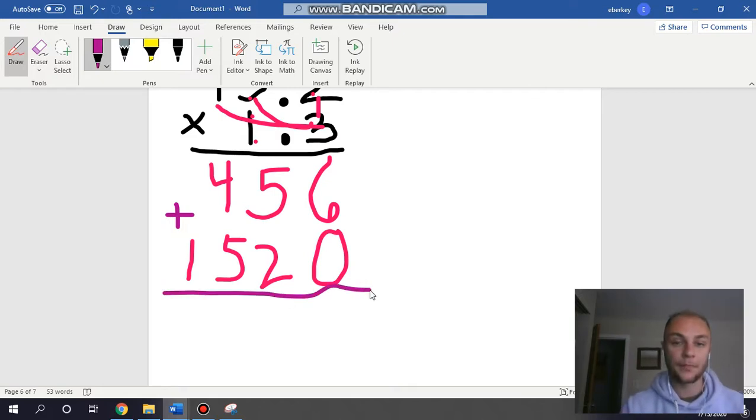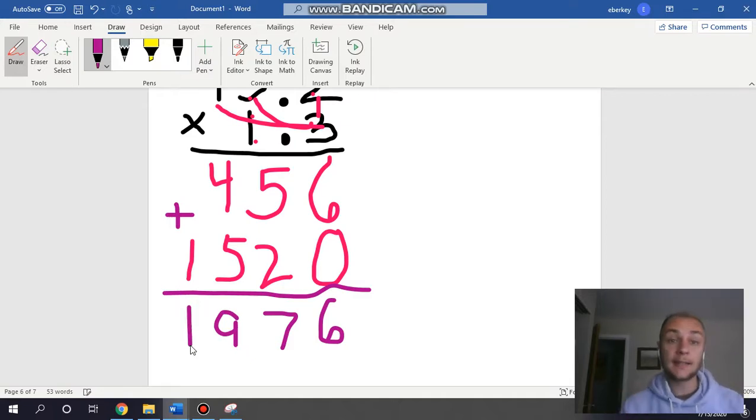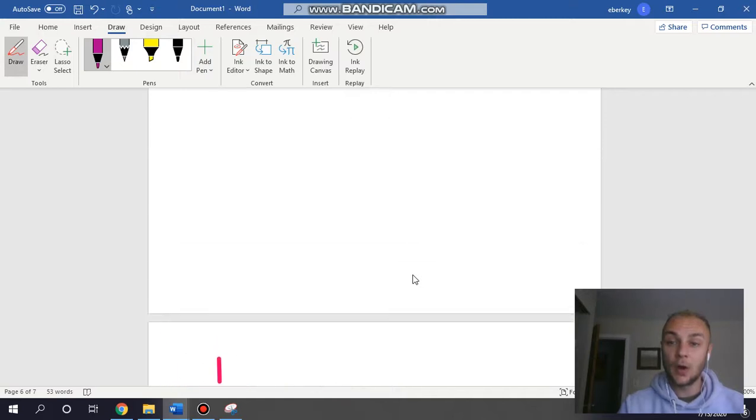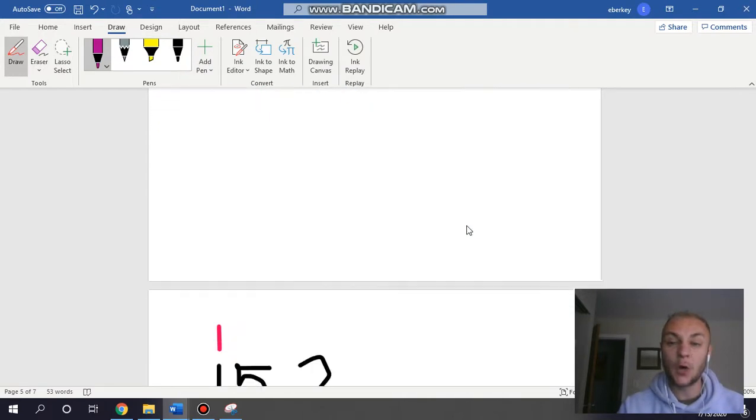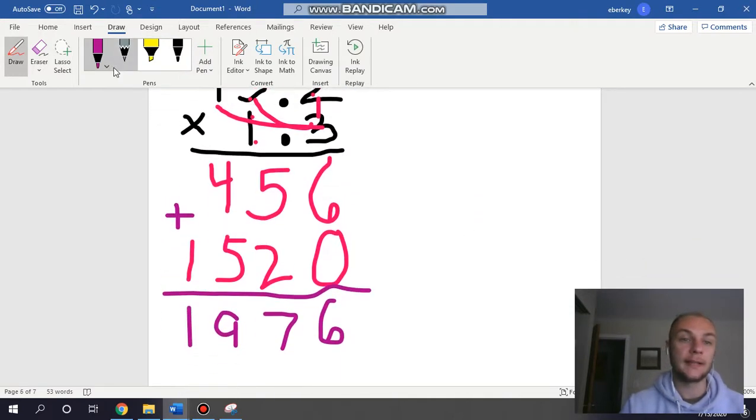Here we go. Adding 6 plus 0 is 6. 5 plus 2 is 7. 4 plus 5 is 9. 1 plus nothing is 1. What's the next step? We need to do our decimal.